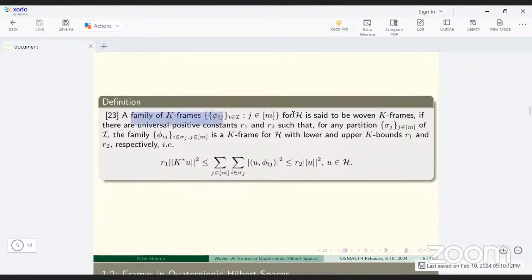And if we consider M families of K-frames, if there exist R1 and R2 such that for any partition sigma_j of I, this family forms a K-frame with lower and upper bounds R1 and R2, then we will say this family of M frames forms woven K-frames.